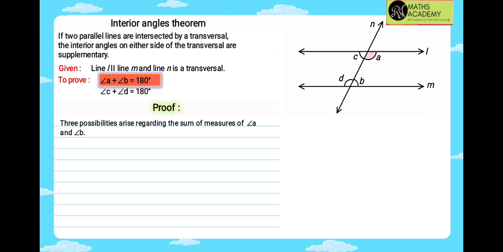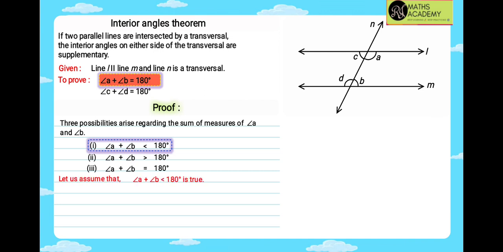To prove this 180 degrees, we'll assume there are three possibilities. The first is where angle A plus angle B is less than 180 degrees. The second possibility is where angle A plus angle B is greater than 180 degrees, and the third possibility is where angle A plus angle B equals 180 degrees. Let's assume this, and now we'll solve them one by one.